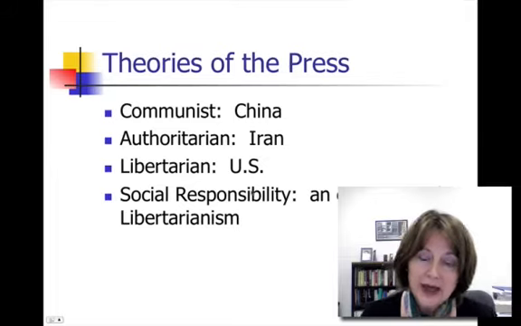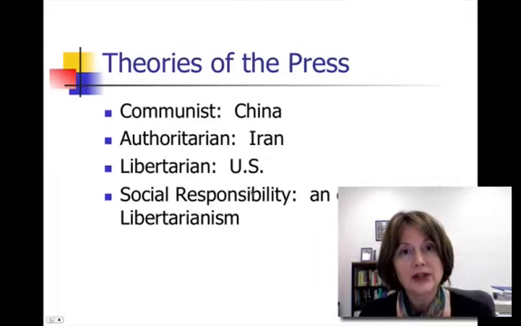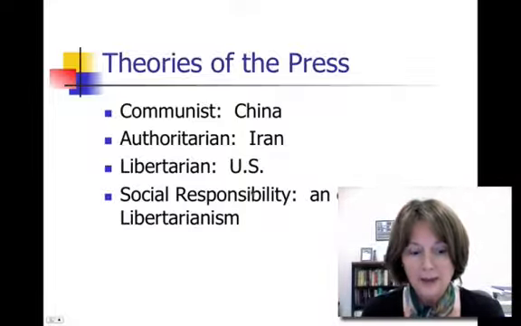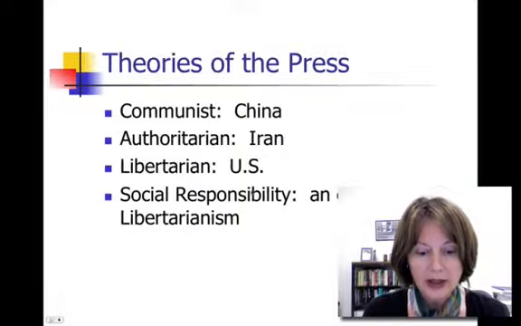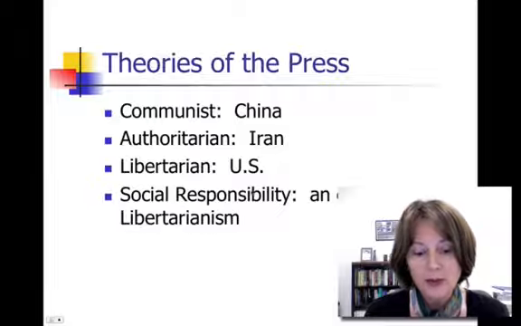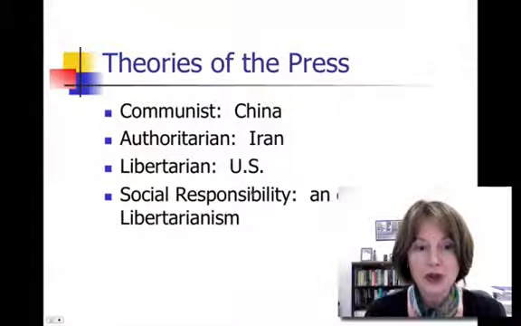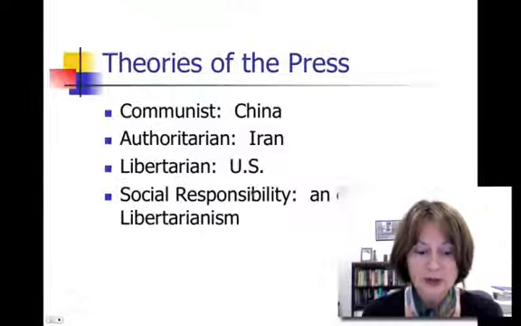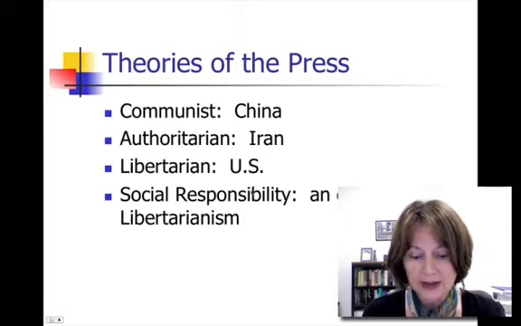It goes hand in hand with the different theories of the press that you've learned in other courses. For example, a communist theory of the press is when the government controls the media. An authoritarian theory of the press is where media is privately owned, but it's heavily censored. And a libertarian theory of the press, which goes along with social responsibility, is a proponent of free speech and free press, and that's what we have in this country.